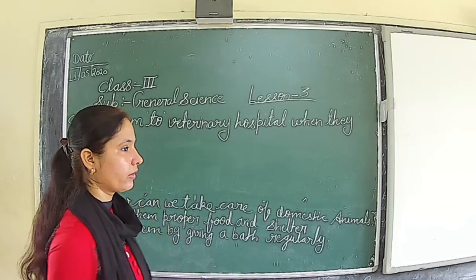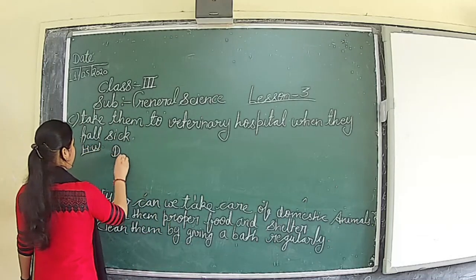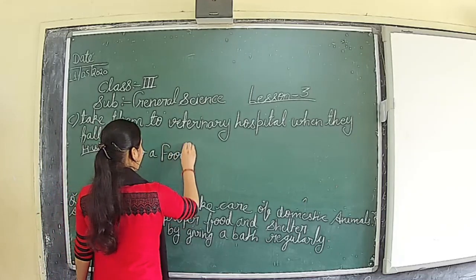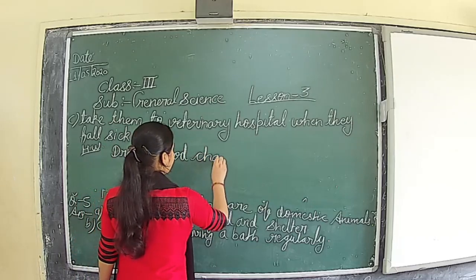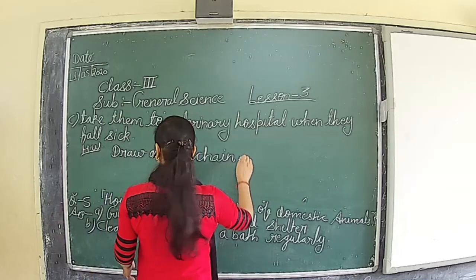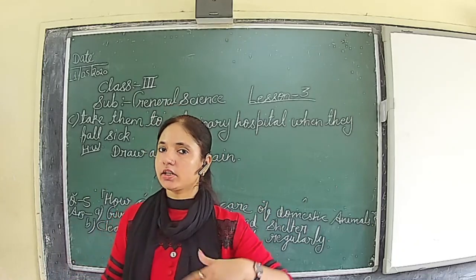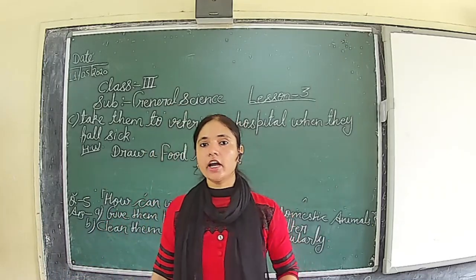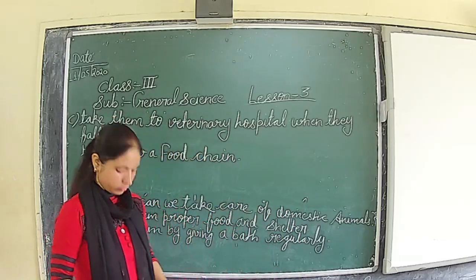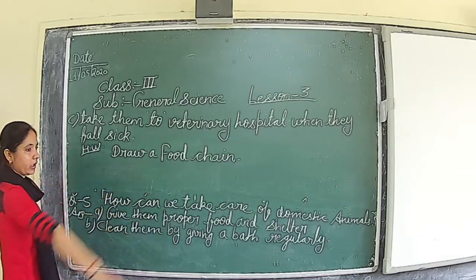Okay, so your homework will be: draw a food chain, other than what is given in the book. From that, you have two different food chains you can draw. You can start with a plant. In that, you can include the human beings also. You know what we eat and how we are dependent. So you can go for another food chain also.